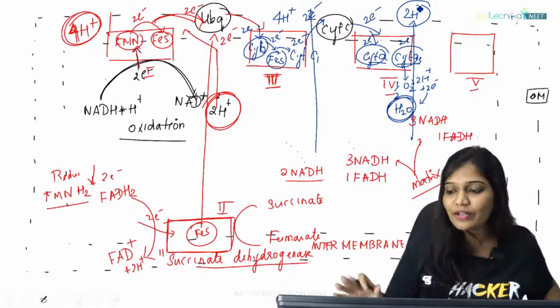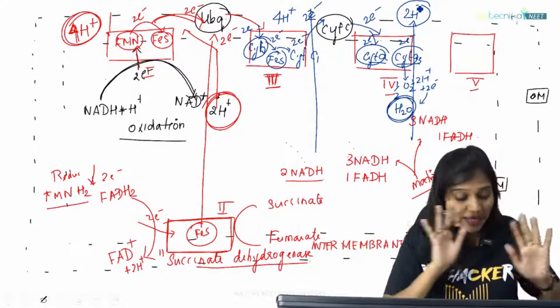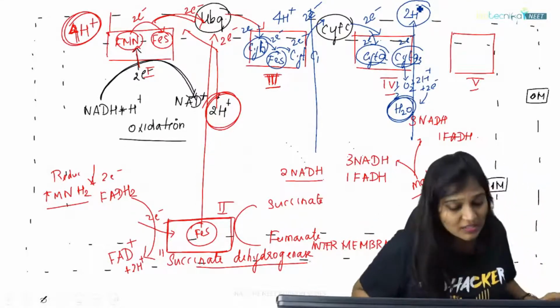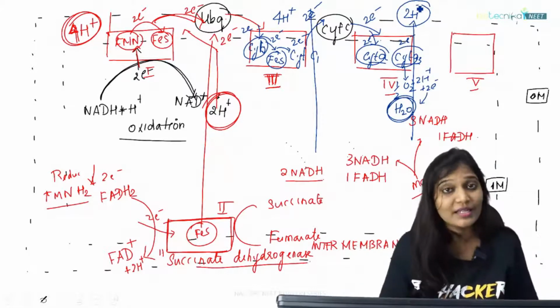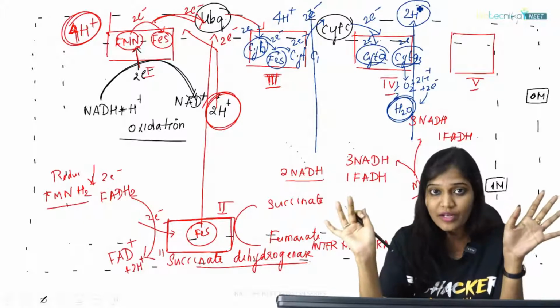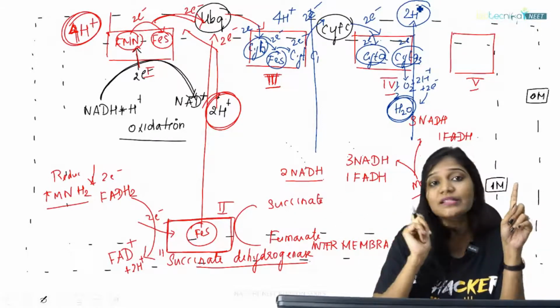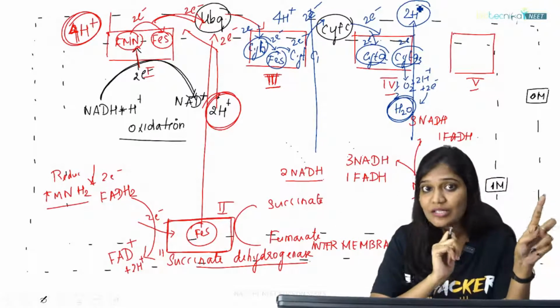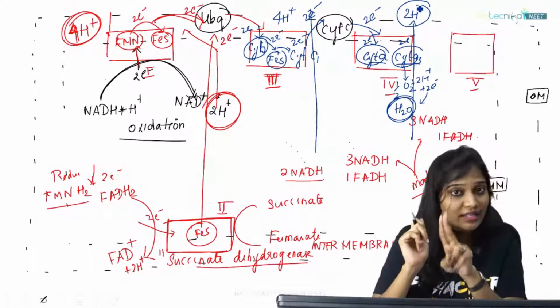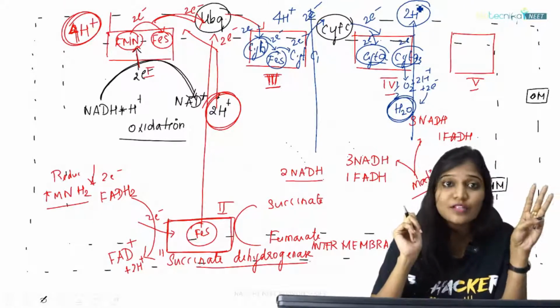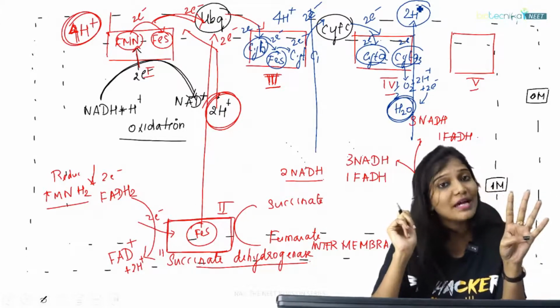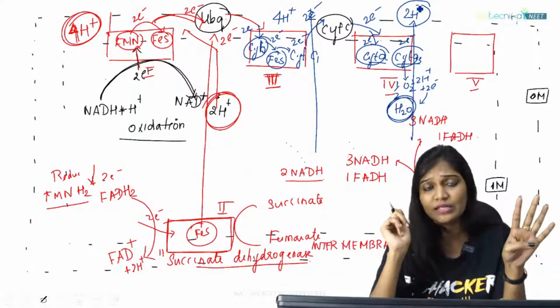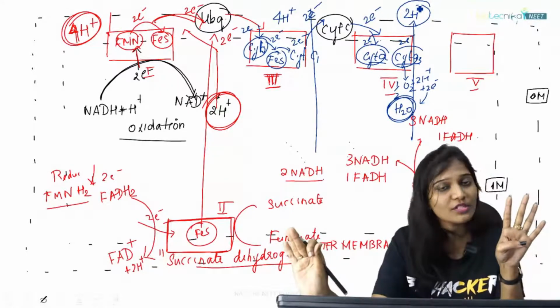So let's do the calculation. I'm not talking about oxidative phosphorylation now. Let me revise it once again. All of you listen. I told you that the ETC is actually taking place in the inner membrane of mitochondria. There are 5 complexes. Complex number 1 is called NADH dehydrogenase. Complex number 2 is called succinate dehydrogenase. Complex number 3 is cytochrome B1C complex. Complex 4 is cytochrome C oxidase. I'm not talking about the fifth one, which is involved in oxidative phosphorylation.